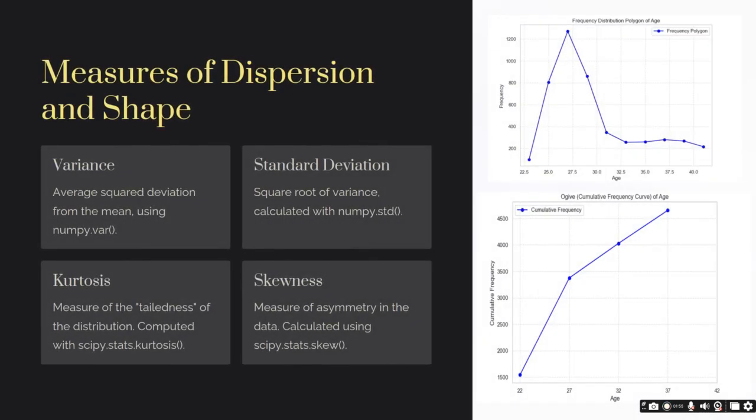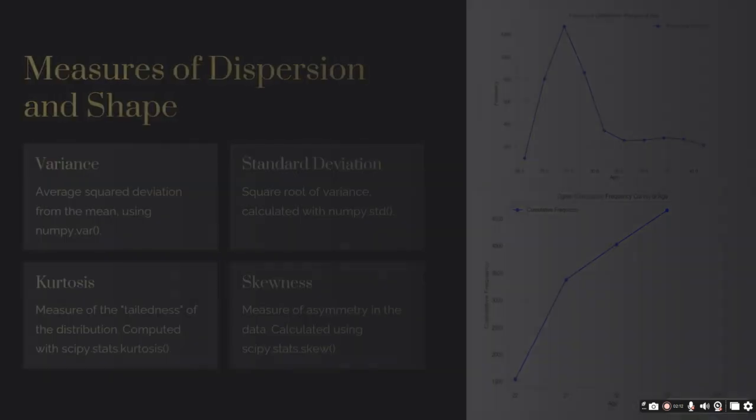We then explored dispersion measures like variance and standard deviation, which indicate how much the ages vary around the mean. These were complemented by shape measures such as skewness, to see if data leans towards younger or older ages, and kurtosis, to check if the distribution is flat or has heavy tails.